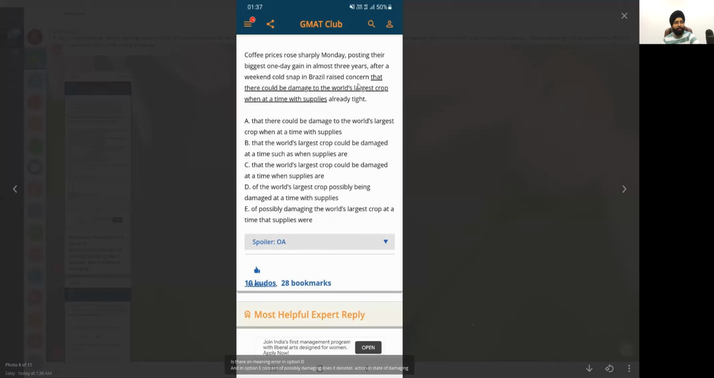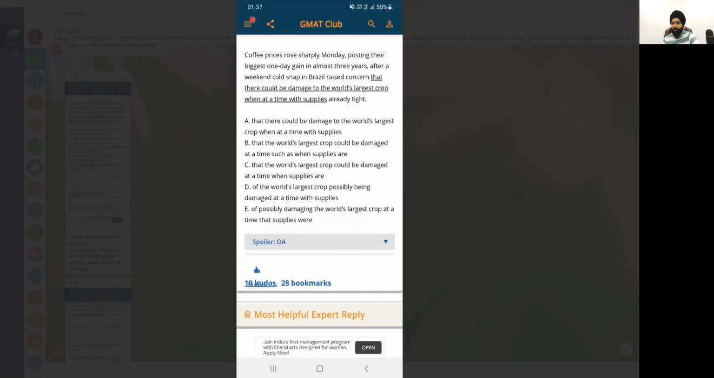If you think about it in terms of meaning, essentially in option D, it's saying the concern is of the world's largest crop. And then you have a modifier for the crop. But the concern is of the crop? No, the concern is not of the crop. The concern is that the crop may get damaged.